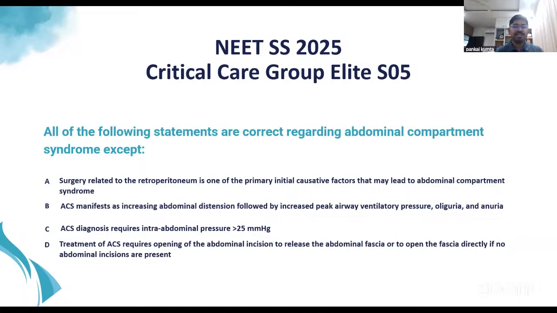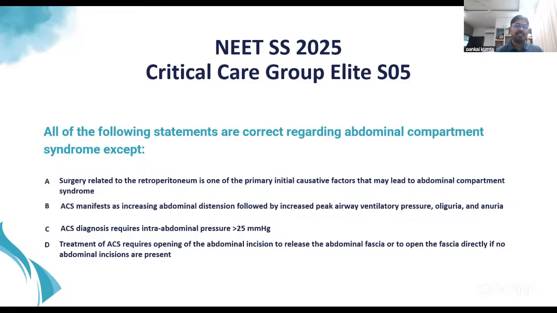ACS manifests as an increasing abdominal distension followed by increased peak airway pressures, oliguria, and anuria. Yes, that's again a typical symptom, where increased abdominal hypertension will lead to further organ dysfunctions, typically abdominal distension and increased airway pressures because the abdomen is distended. It will cause severe atelectasis and increase your peak pressures because you are unable to breathe. And oliguria, because increased abdominal pressure and decreased vascular components will lead to oliguria and anuria.